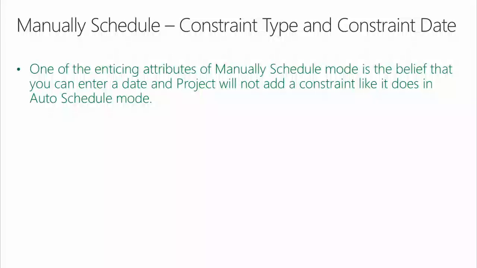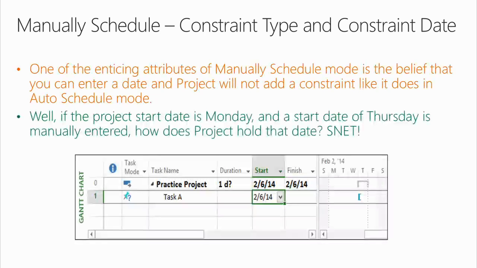One of the enticing attributes of manually scheduled mode is the belief that you can enter a date and Project will not add a constraint like it does in auto-schedule mode. That was huge. Back in 2010 when it first got released, people were walking around saying, wow, I can enter a date now and there's no constraint. No, that's not true. Well, if the project start date is Monday, and the start date of Thursday is manually entered, how does Project hold that date? A start no earlier than constraint.